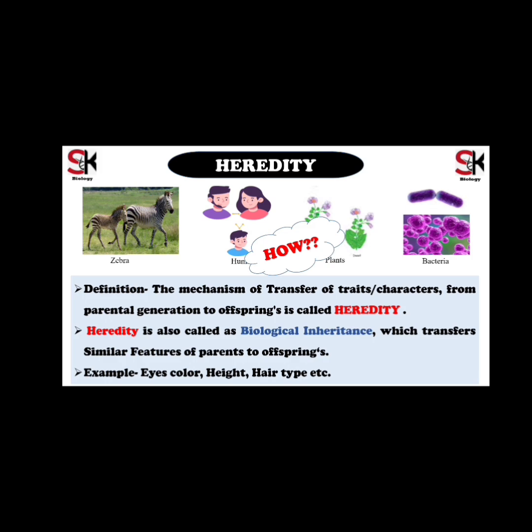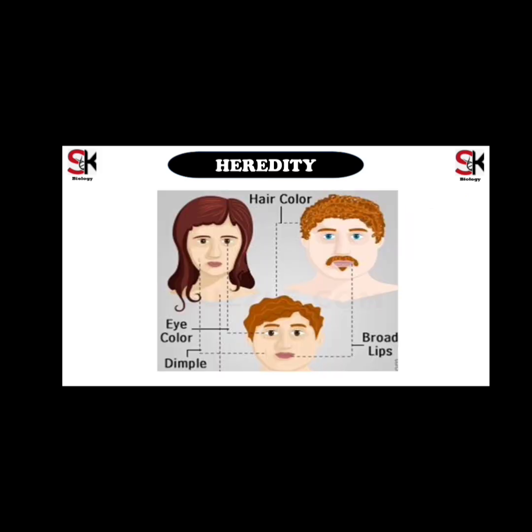Let us understand this concept of heredity with this picture. Parents having one son. 4 features we can easily track. Son has brown eyes and a dimple on the cheek, inherited from the mother. And he has broad lips and similar hair color like the father, which indicates that these 2 traits are inherited from the father. So, in this way, heredity works for all reproducible organisms.